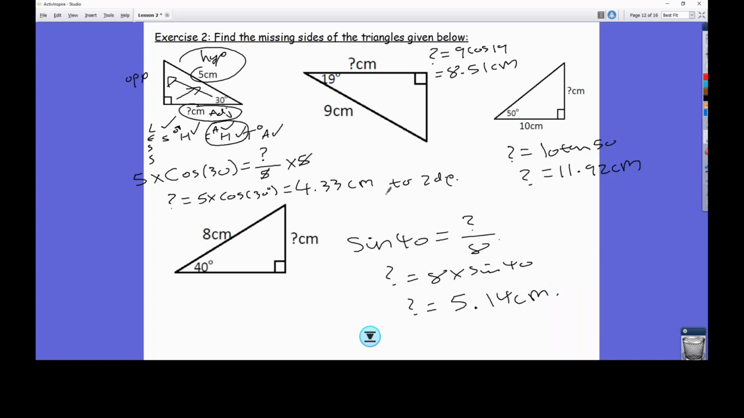Okay, so these are the solutions to the other ones. So we should have 8.51 centimeters, 11.92 centimeters, and then 5.14 centimeters. So hopefully this didn't cause too much difficulty. If obviously it's not making sense, have a look back at the explanations in the previous parts of the video, or just let me know on Teams.